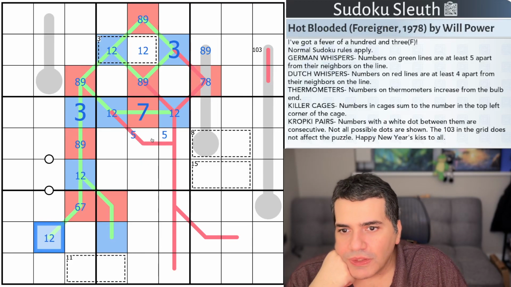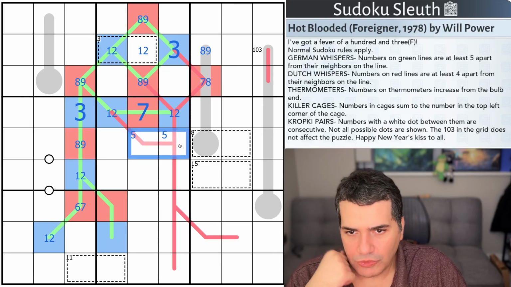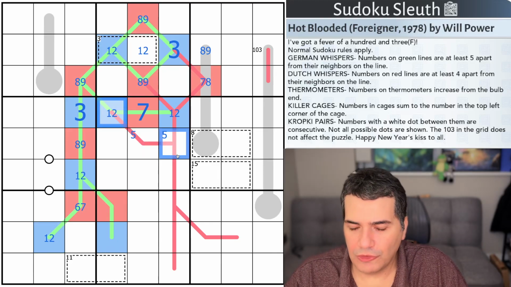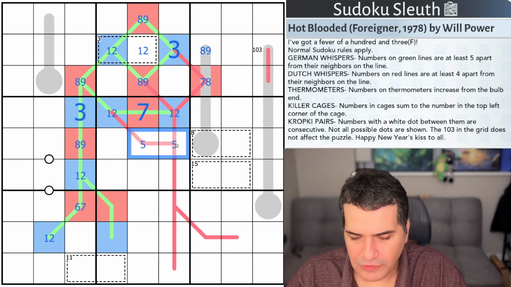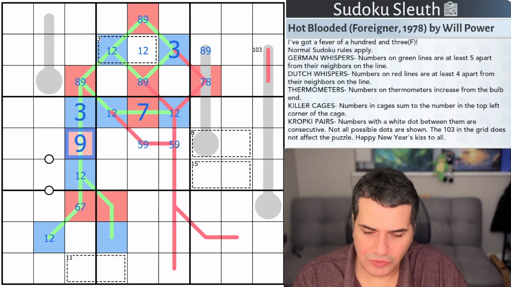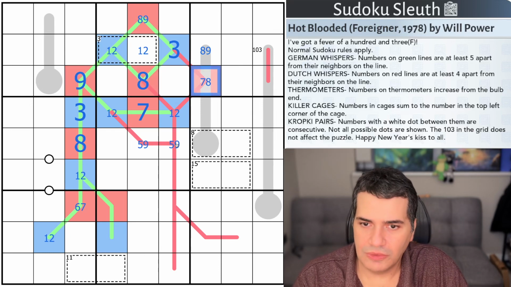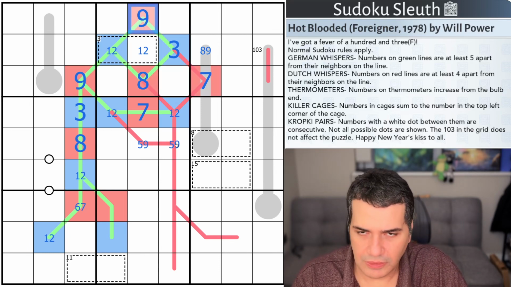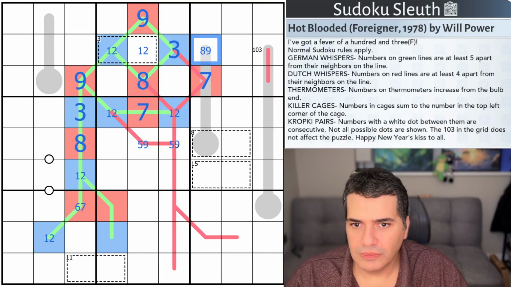I think it's fair to say that given one of these is a 5, and it's going to be surrounded by a 1-9 pair, this is actually a 5-9 pair. I should have seen that earlier. That's 8, 8, that's 9. Therefore, that's 8, that's 7, and that's 9. That preserved my option in here.